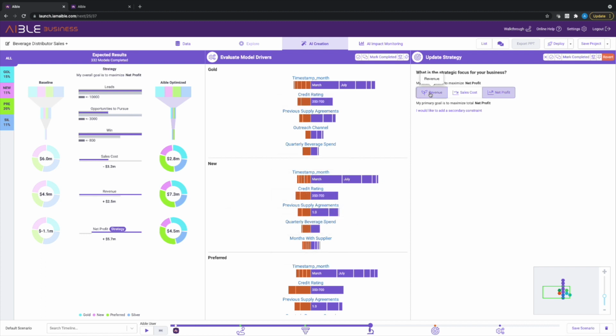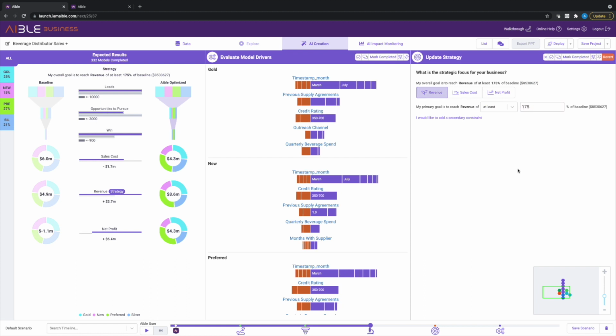I might also want to go in and say, I have a strategic goal of hitting 175% of my current revenue. Can I do that? Yes, Aible can help you do that, and you could reduce your sales costs significantly, and your profitability would be a little bit higher in this case. But what you're seeing here is that an executive is able to dial in different business scenarios and try to understand what they need to do to achieve this goal. All of this can then be deployed and accessed right inside Salesforce, inside Tableau, inside any application.